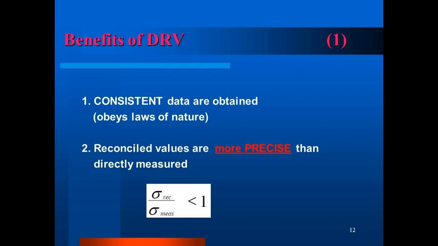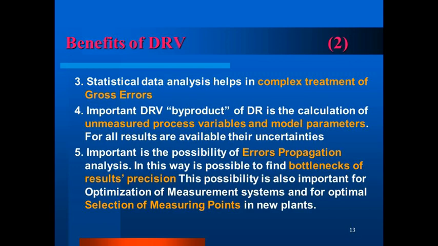The second benefit stems from the fact that reconciled data are more precise than the original measured values. In practice, this improvement of precision is in the order of several tens of percents. To achieve such improvement by instrumentation upgrade would be very costly. The importance of gross errors treatment was already mentioned. The other benefit is that by the solution of the complex model many unmeasured variables are computed. Not only unmeasured process variables like flow rates or temperatures, but also important key performance indicators.